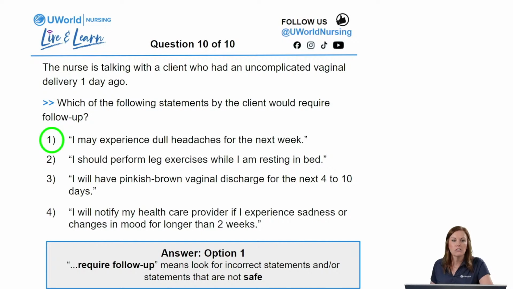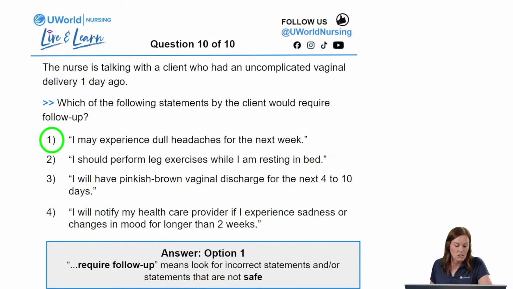So again, we really want this client to be aware of that and to know they need to take action and call the provider. So I think you guys, for the most part, got that one right. I did see a few mixed answers, but option 2 is all about preventing DVTs. After you deliver a baby, you're in a hypercoagulant state, so we want to do everything we can to prevent any DVTs, sorry. Option 3, this is expected.